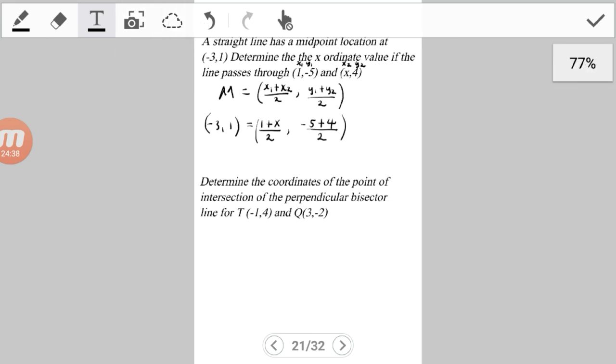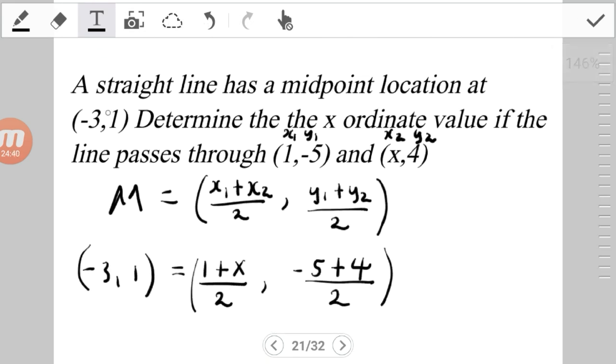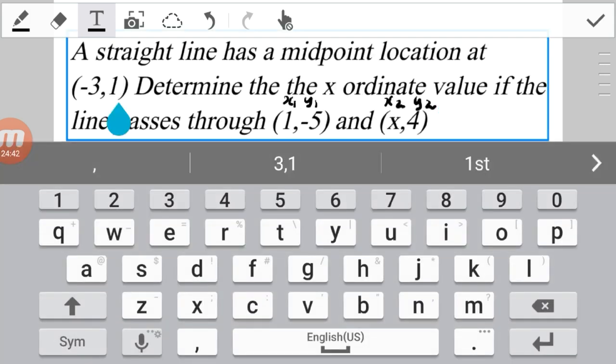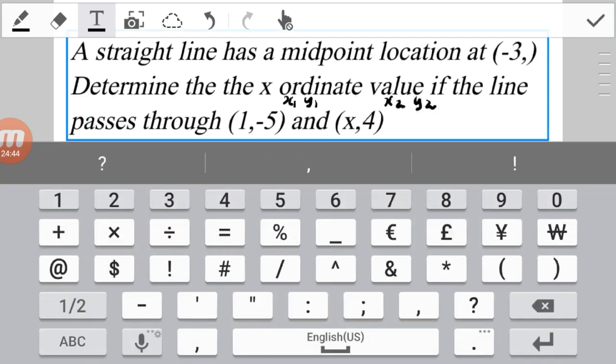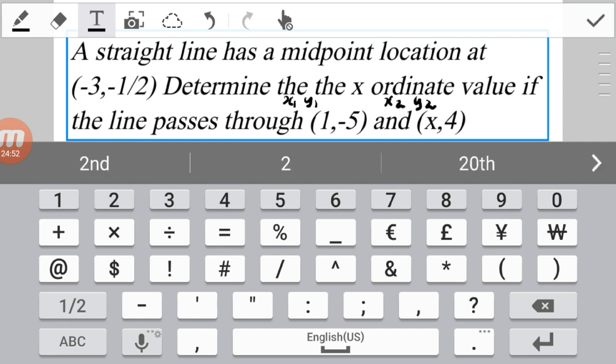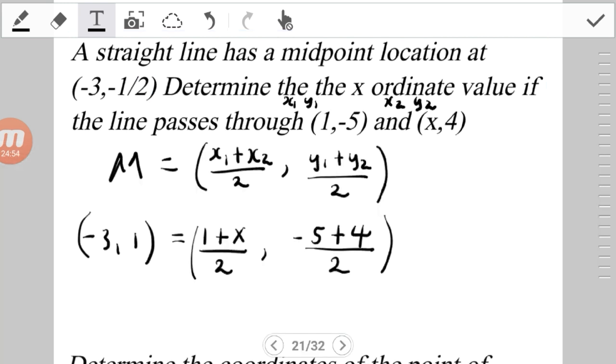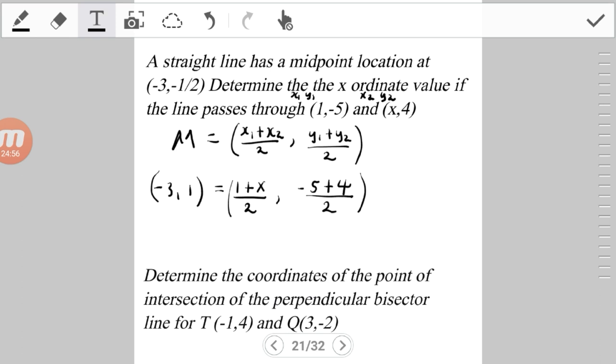So I think I'm going to have to change something here, guys. I think I may have made a typing error. So this is actually supposed to be a half, or negative a half, pardon me. So this is supposed to be minus a half. All right, here we go. So here you can see that we have set up our equation. So the midpoint is at the location -3, minus a half.